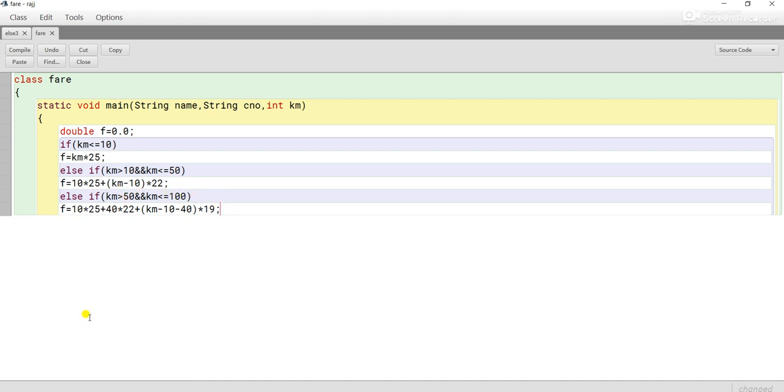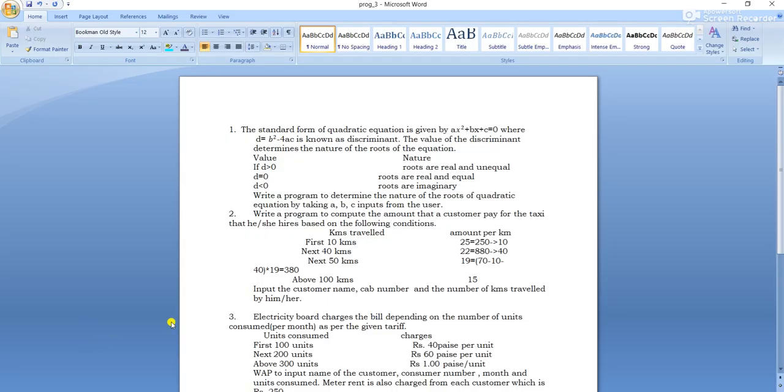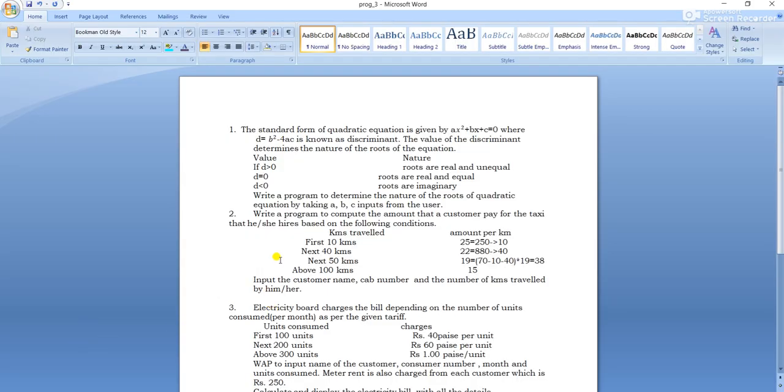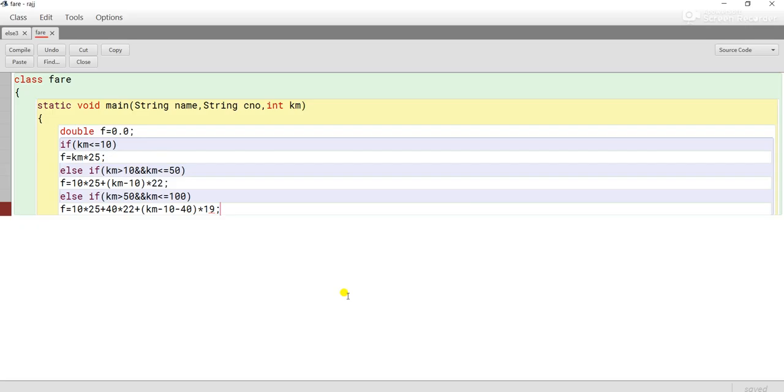Now the last case, you see the table. The last case is above 100. Yeah, you can see here above 100. Above 100 means the cost is rupees 15. So for that next case, you need not give any condition. Straight away we can give the else block. In else block.